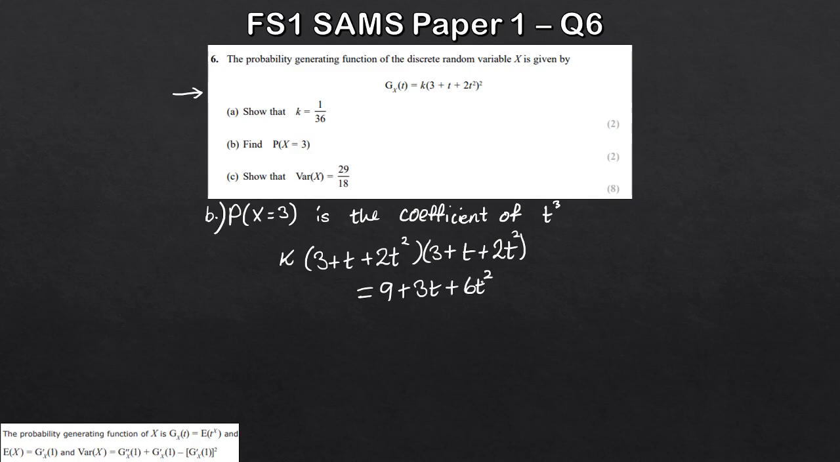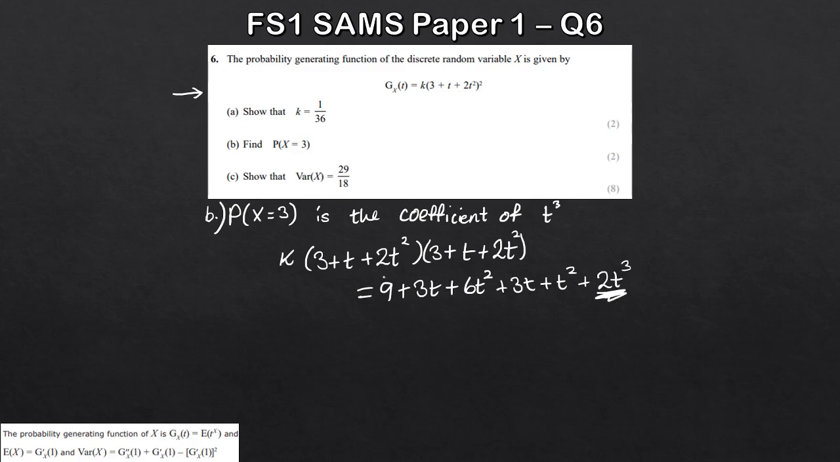Okay, so that's okay so far. Now we're going to go along with this one. So t times 3, that would be 3t. So that would be 3t there. We've got then t times t, so that would be t squared. And then finally t times 2t squared, that would be 2t cubed. Okay, so that's a t cubed there, so that's what we're going to need. Let's just underline that for now.